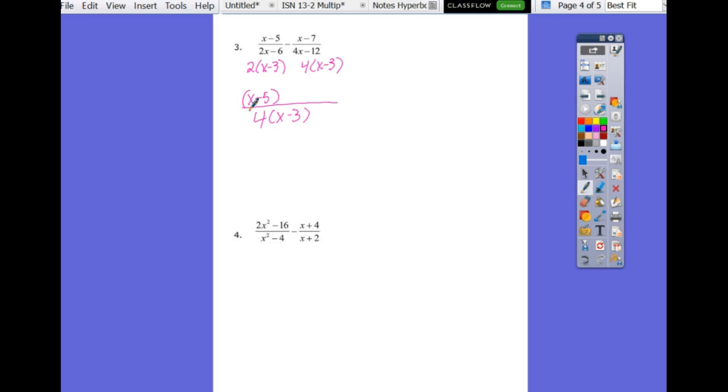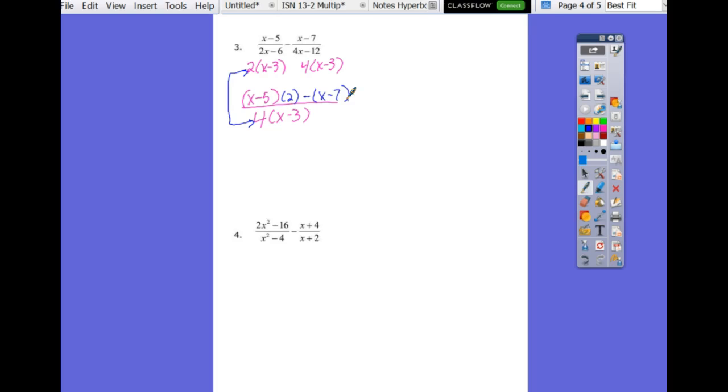Now, what's the difference between this and this? It's times 2. And so then I'm going to write minus x minus 7. So is anything different here? So there's nothing to bring up and multiply, right? Because they're the same. So I'm going to distribute.